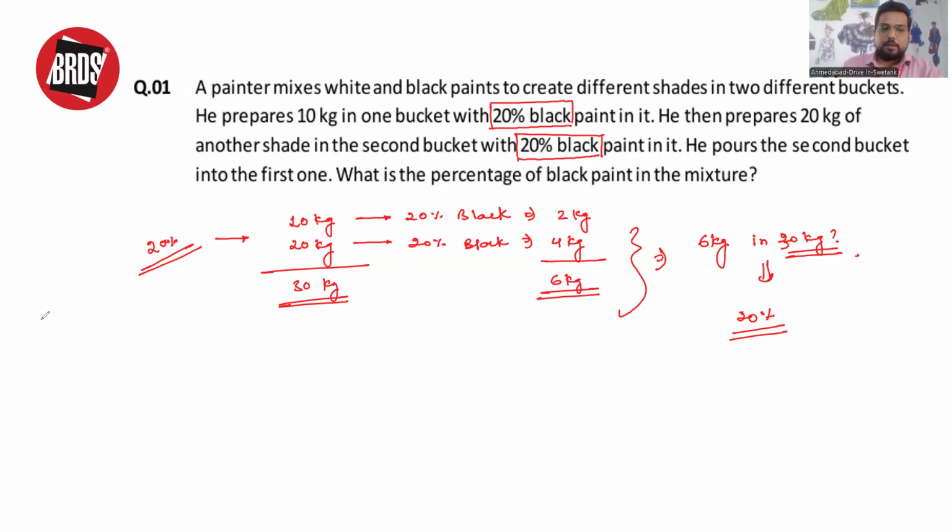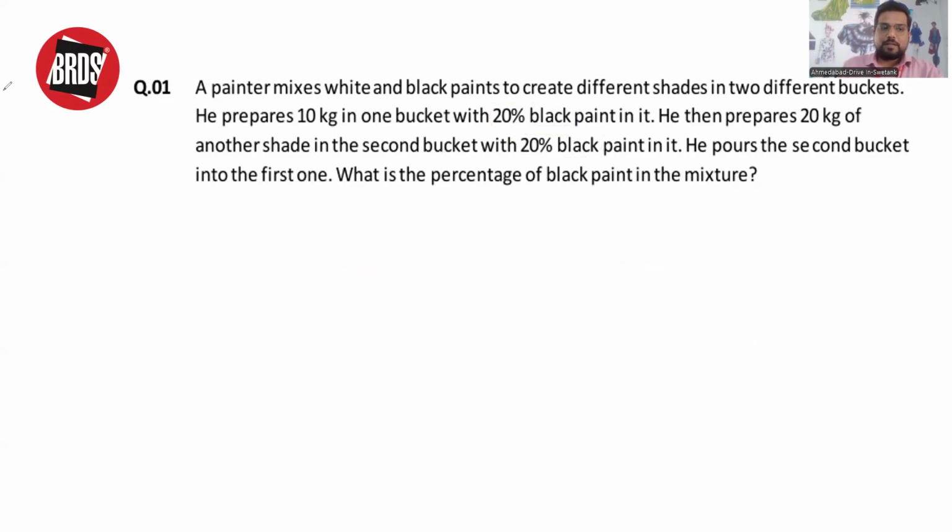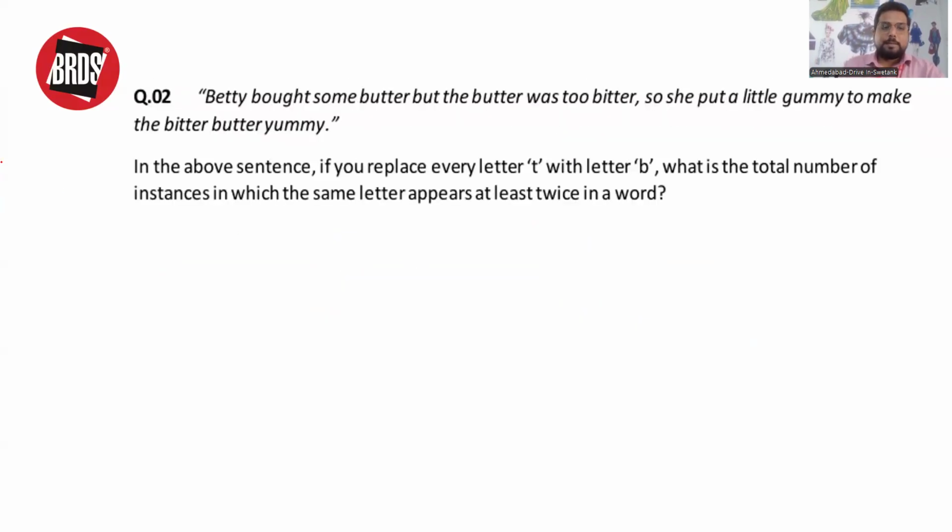Moving ahead to the very second question. The second question is: Betty bought some butter, but the butter was too bitter, so she put a little gummy to make the bitter butter yummy. Now there was a very small thing in which most of the students made a mistake in this particular question. They said, first of all, we have to replace every T with the B.